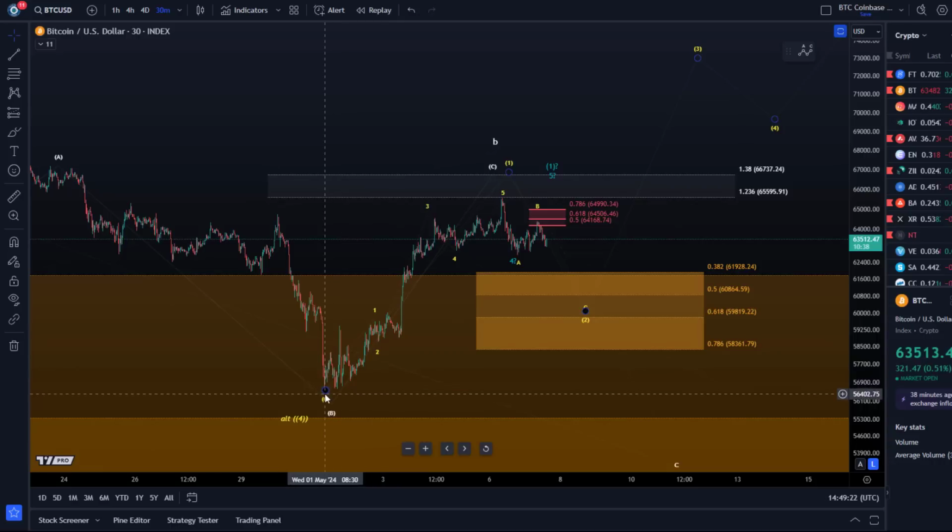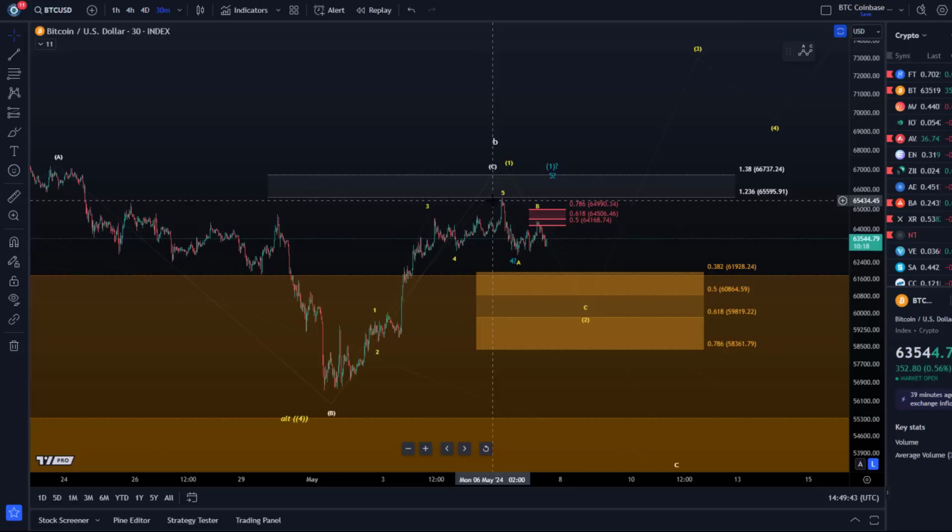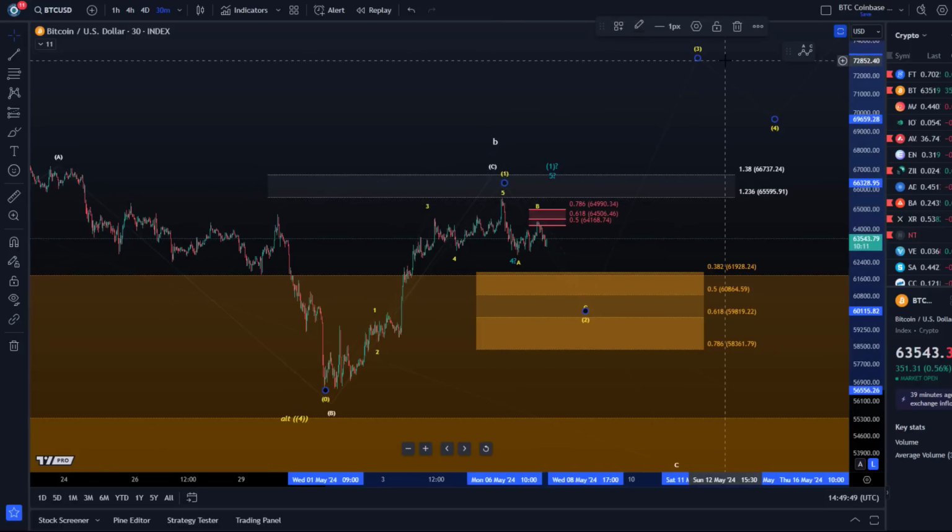Remember that we were looking at a 5-wave increase from the May 1st low, from this swing low that formed around $56,540. That was the main swing low. From here, we've seen a potential 5-wave rally. Now, in a short-term bullish scenario, this is likely wave 1 in yellow, a wave 1 of a larger uptrend.